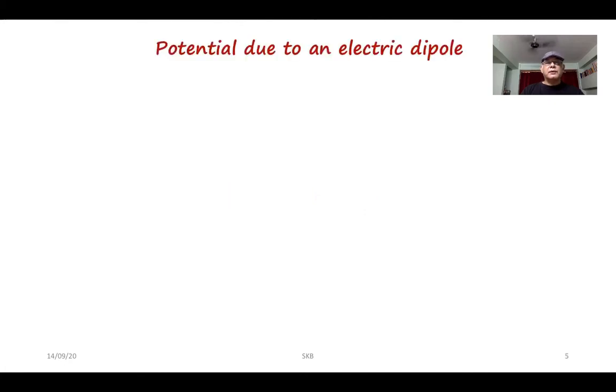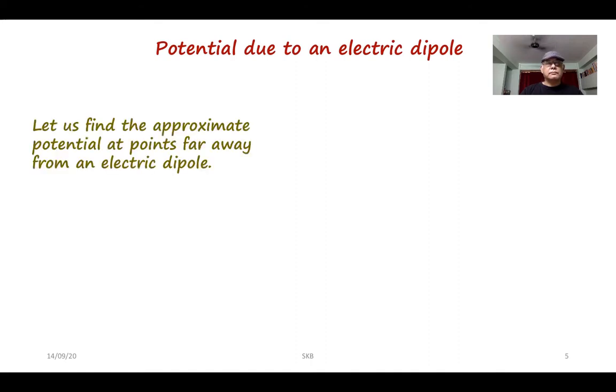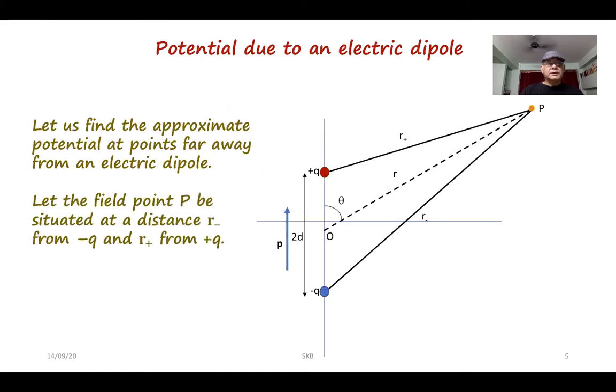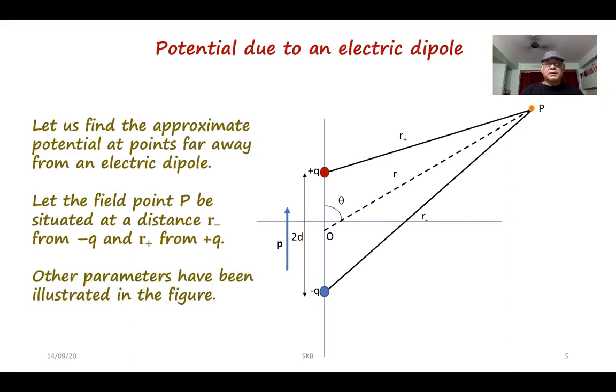The first topic, potential due to an electric dipole. Let us find the approximate potential at points far away from an electric dipole. Let the field point P be situated at a distance r minus from minus q and r plus from plus q. The other parameters have been illustrated in the figure.